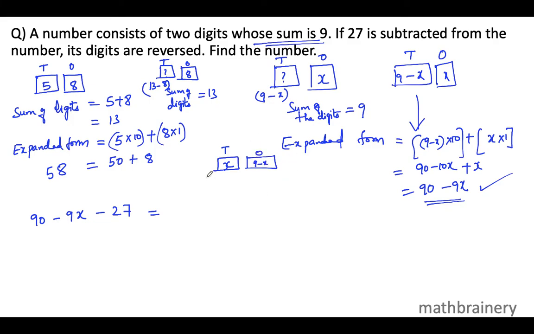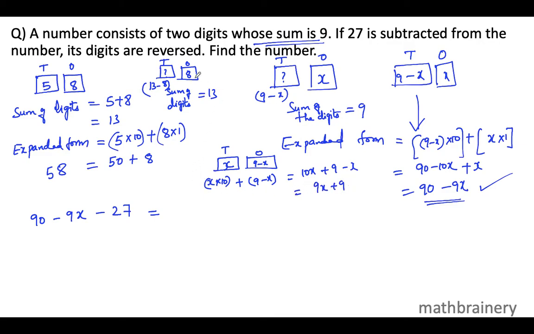Now what is the expanded form of this 2-digit number? x into 10 plus 9 minus x into 1, which is 9 minus x. That means it is 10x plus 9 minus x. 10x minus x is 9x plus 9.